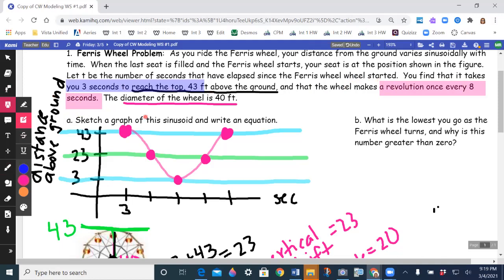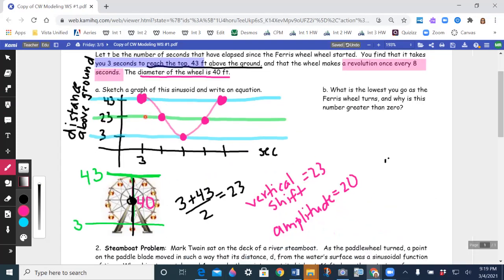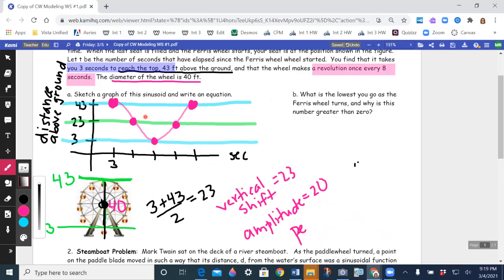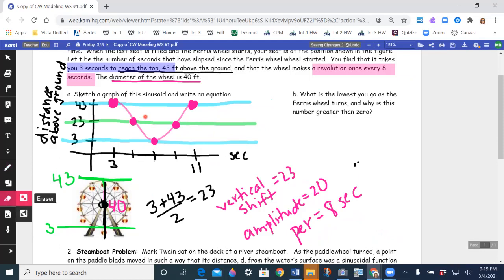So we know that every 8 seconds it makes one revolution. That means my period is going to be 8 seconds, because that's one revolution. What I don't want you to do is come here and go, oh, this is 8. No, no, no. That's not 8. It's 8 more. I need to add 8 on. So this is 11, because I start at 3 and then 8 seconds later I've done one revolution.